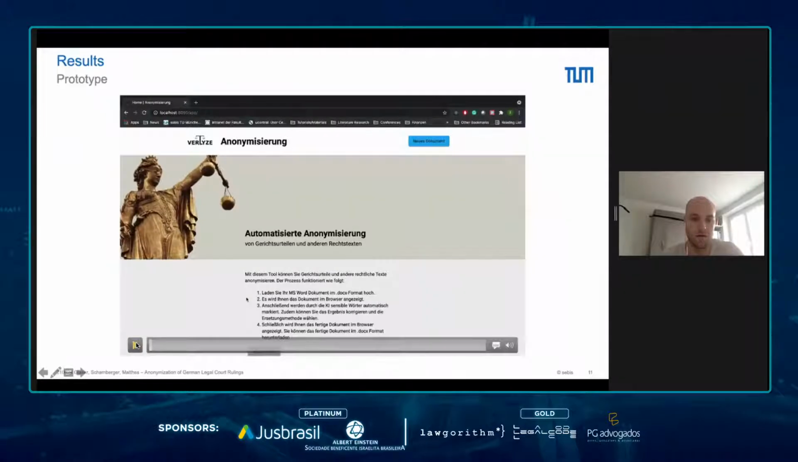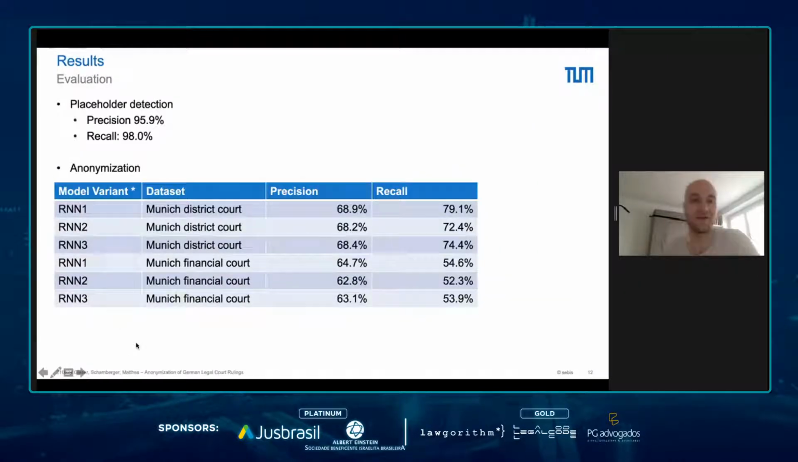Okay, so that has been a demo. So now you got an idea how the tool looks and works. And as I said, for us it was important, and this is now highlighted by the results of the evaluation, that this is not a fully automated process as of now, but it should be a support for the court employees. And therefore, first of all, we had to evaluate the placeholder detection, because that's of course crucial.